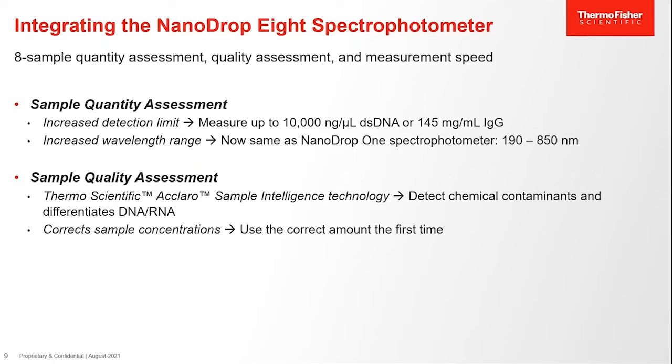Talking about sample quality and sample purity, as I talked about briefly with the usage of full spectral data and chemometrics, we have our Thermo Scientific Aclaro sample intelligence technology that's able to detect chemical contaminants as well as differentiate between DNA and RNA. Not only does it detect the contaminants, it will also provide corrected sample concentrations so that you use the correct amount the first time.